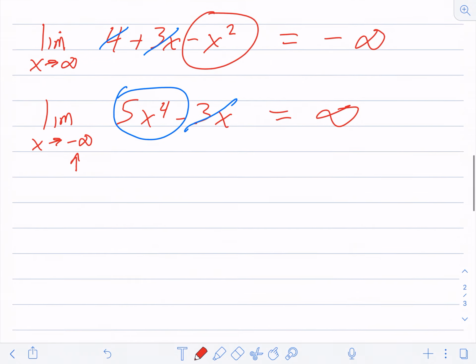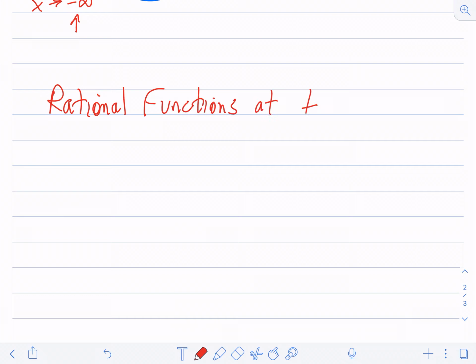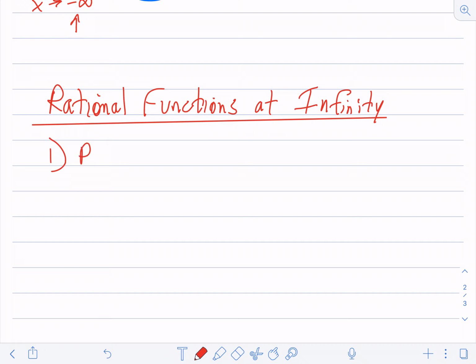And then just to review, if you recall, we did our rational functions at infinity, and we had two examples of that from a previous section. I just want to kind of review that here. Do you remember the first example we had is when we had a rational function where we had powers equal, right? And what do I mean by that?